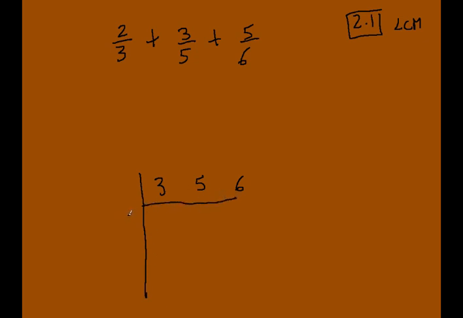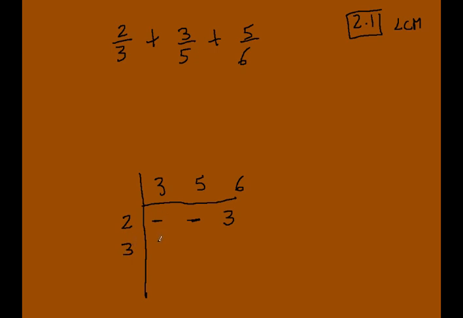You always start to divide by 2. Now does 2 go into 3 evenly? No. Does 2 go into 5 evenly? No. Does 2 go into 6 evenly? Yes, because 6 divided by 2 is 3. Now can I use 2 again? No, because 2 doesn't go into 3, 2 doesn't go into 5, and 2 doesn't go into 3 here. So I have to move on to the next prime number, which is 3.